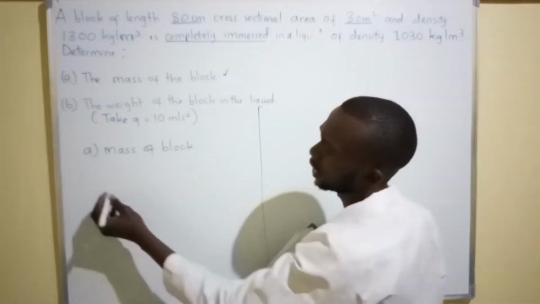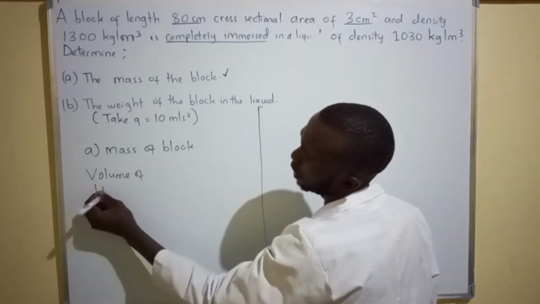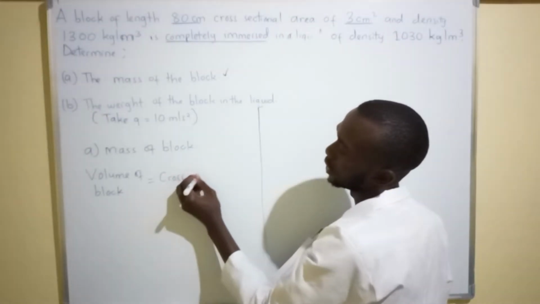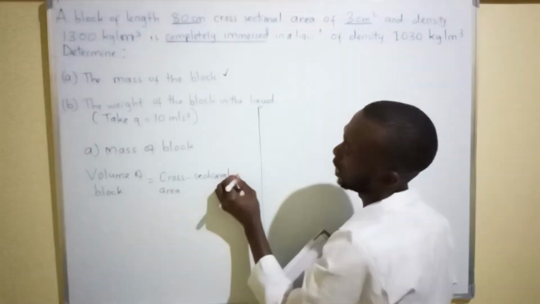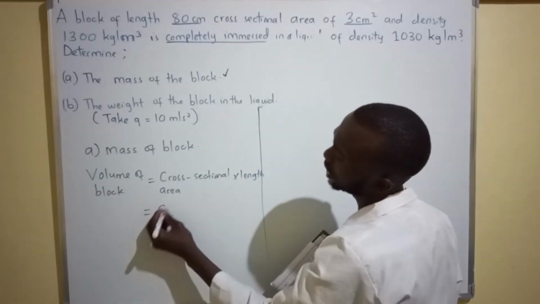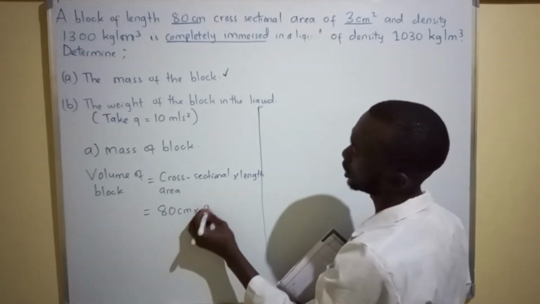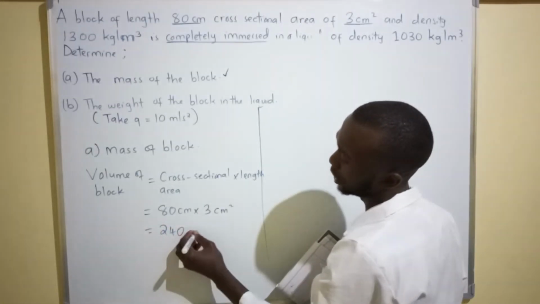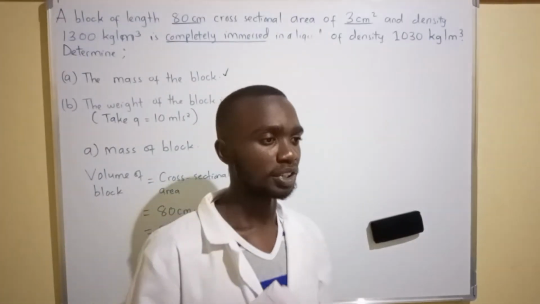Now, let me start. The volume of the block is equivalent to the cross-sectional area multiplied by the length. So this is equal to 80 centimeters times the cross-sectional area, which is 3 square centimeter. This gives you 240 cubic centimeter. So that is the volume of the block, 240 cubic centimeter.